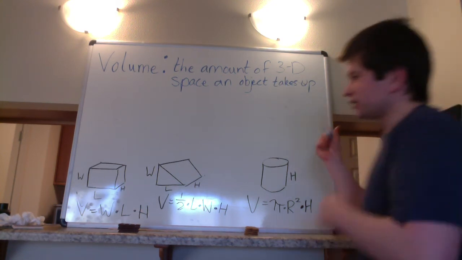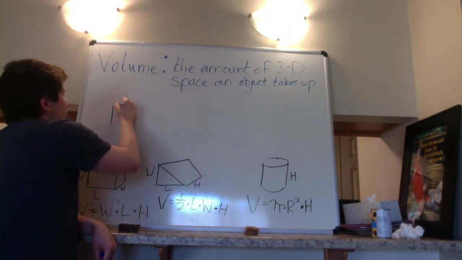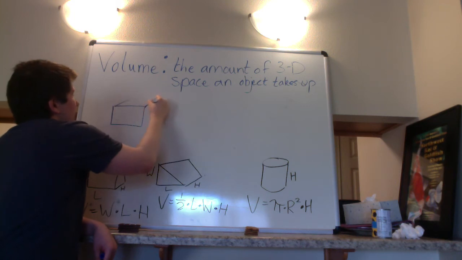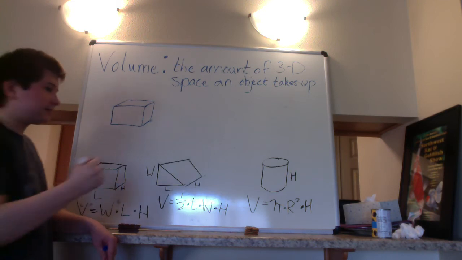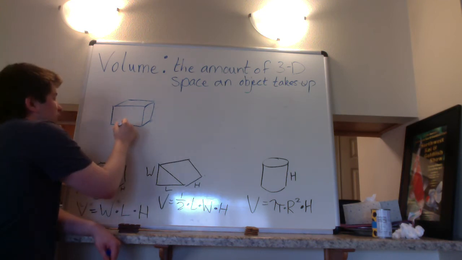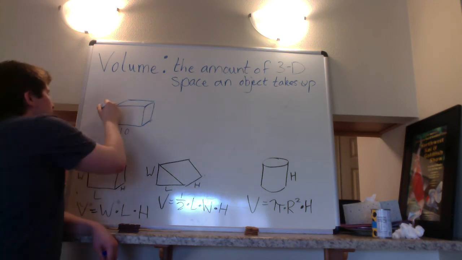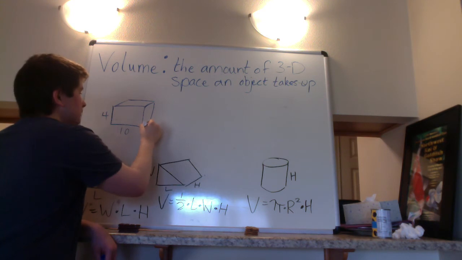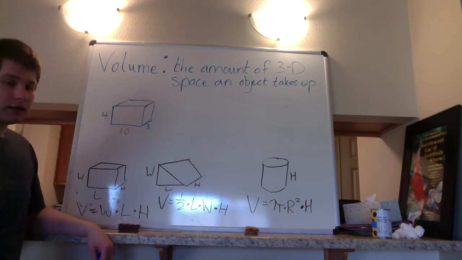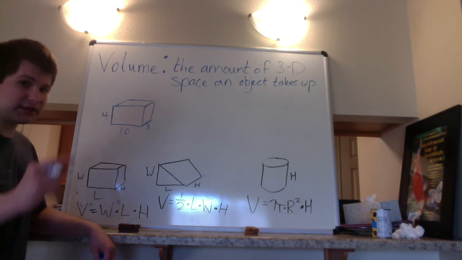Let's go ahead and start with the prism here. I'm going to do it in blue because why not? Here's your block. We are going to say that the length is, I don't know, let's do 10. We're going to say the width is going to be 4. And we'll say that the height is 3. How do you calculate the volume? Pause the video now and see if you can calculate it on your own.